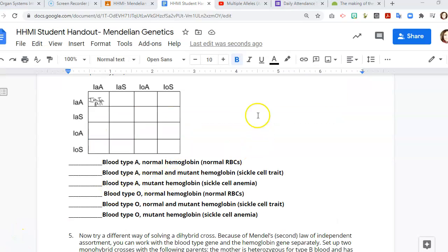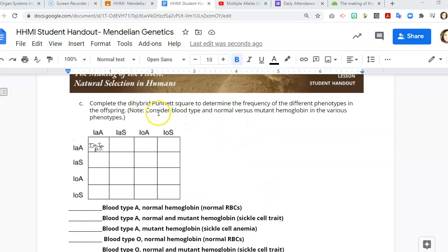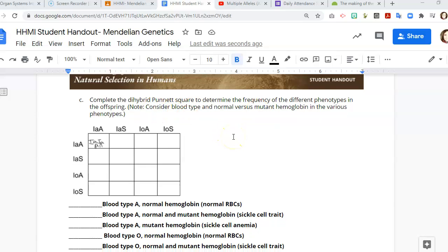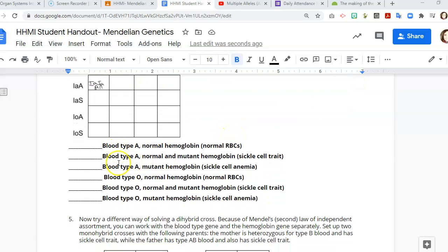All right, welcome back. And so here's the deal. The question is asking to complete the dihybrid and determine the frequency of the different phenotypes in the offspring. So, oh my gosh, there are so many. They can have all these different blood types and whether they are normal, or if they have sickle cell trait, or if they have sickle cell anemia. So here are all of your options.